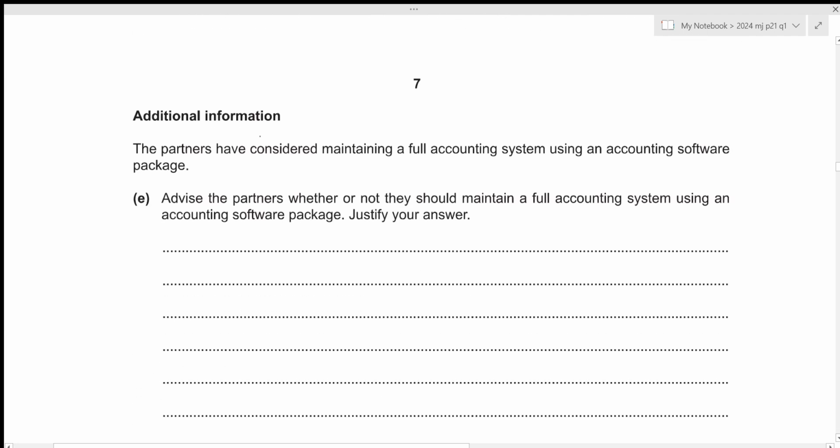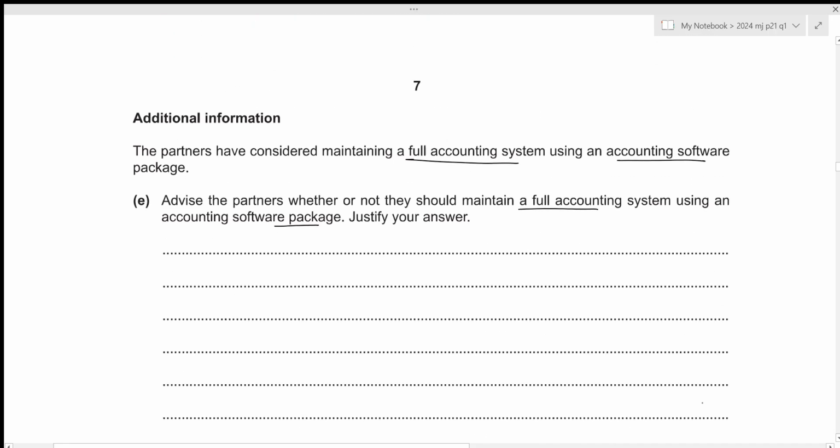We have been given the additional information. The partners have considered maintaining a full accounting system using an accounting software package. We now need to advise the partners whether or not they should maintain a full accounting system using an accounting software package by justifying our answer. Okay, this is of 7 marks, so 1 mark will be reserved for the decision, 3 marks will be for advantages of the accounting software package, and 3 marks will be the disadvantages. Let's start with the advantages.